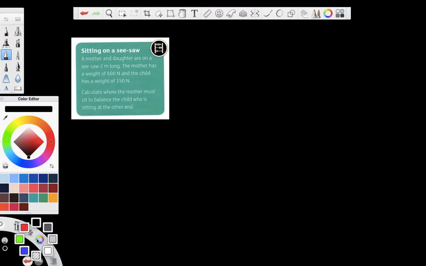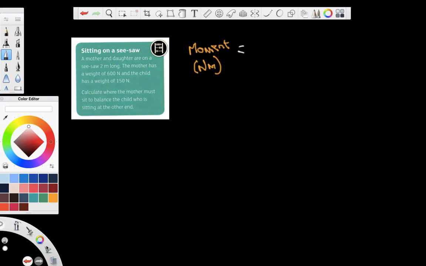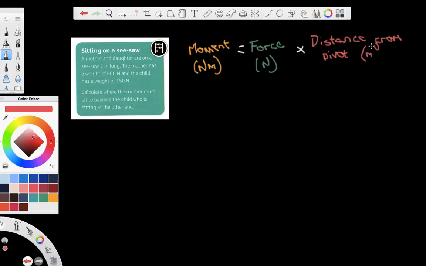Now, the equation that we have spoken about thus far is that a moment, which is always measured in newton meters, is equal to the force in newtons times the distance from the pivot, which is always in meters.